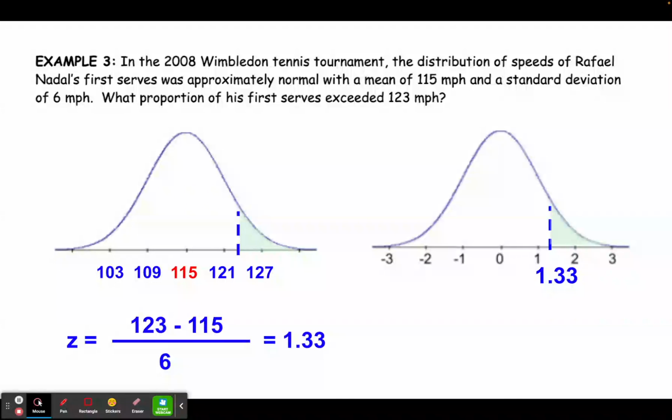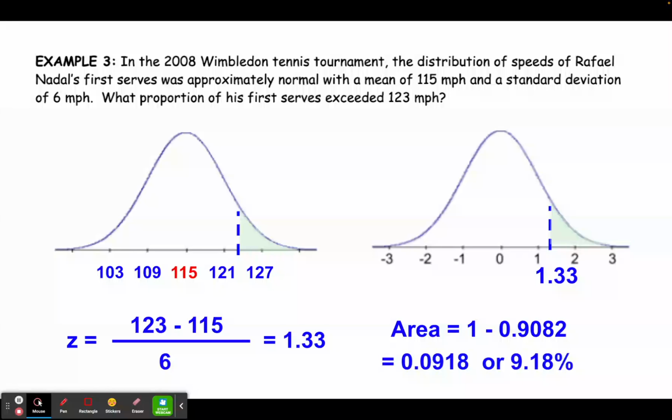That's going to be a number that is greater than 50%. We want that little small area to the right, so we have to subtract that from 1. So 1 minus 0.9082 gives us 0.0918, or 9.18% of his serves we would expect to be faster than 123 miles per hour.